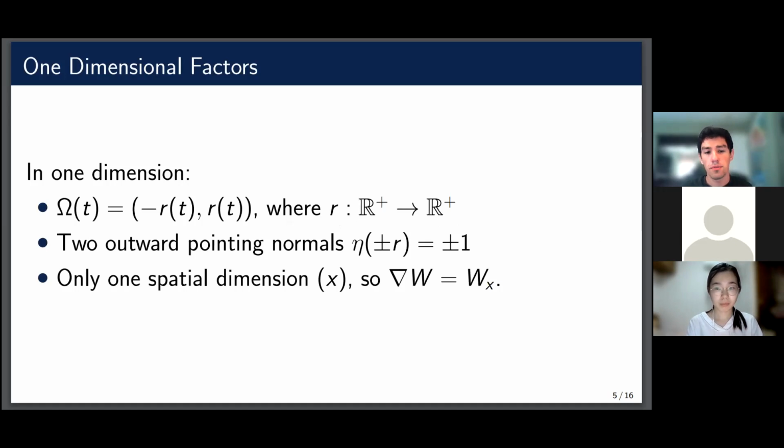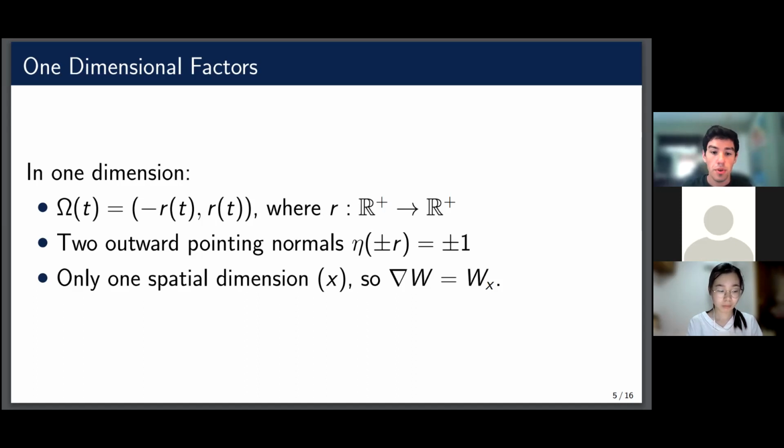In one dimension, we have a whole bunch of very useful properties and factors which allow us to simplify that model and find a very explicit formulation of our problem, which allows us to study a whole bunch of very interesting properties. So in one dimension, our region omega of t may be considered to be symmetric about the origin and defined off of some function r of t, where r is a function from the positive reals into the positive reals. Further, in one dimension, we only have two outward pointing normals, those being eta of plus or minus r, which are exactly plus or minus 1.